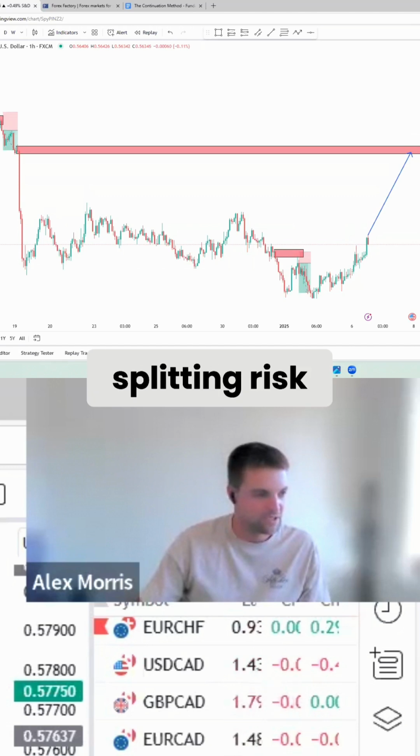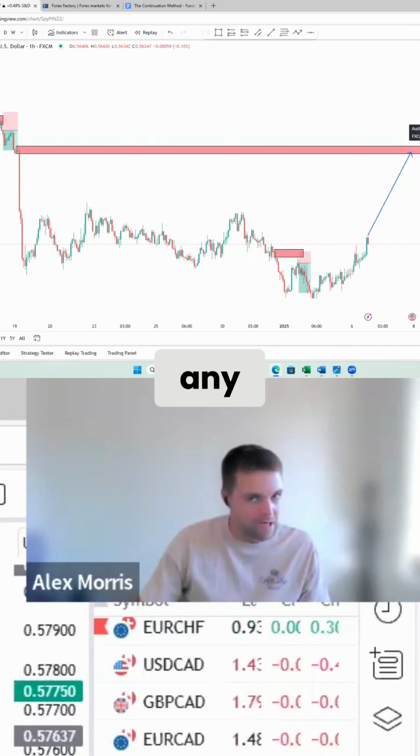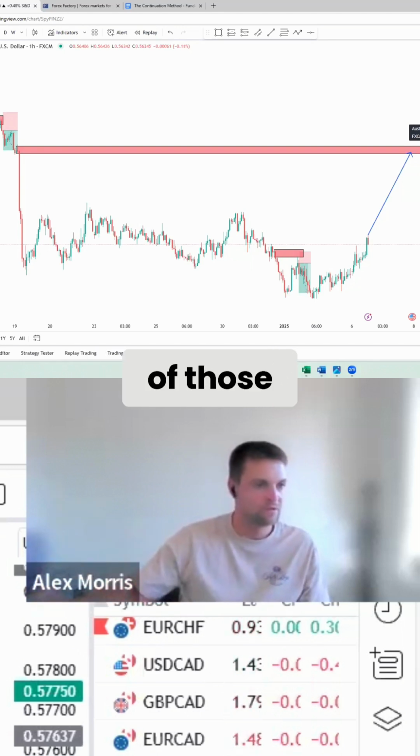It's about splitting risk. So 1% is a general rule. In an example like this, if there aren't any other trades, let's say 0.5% on each of those setups.